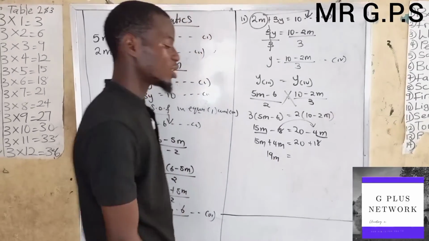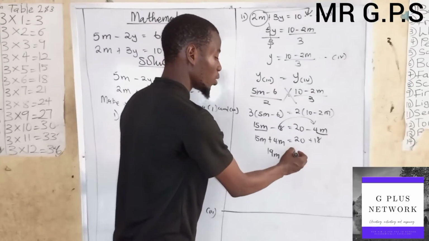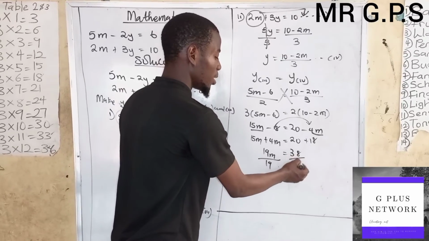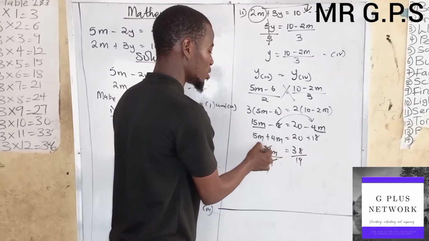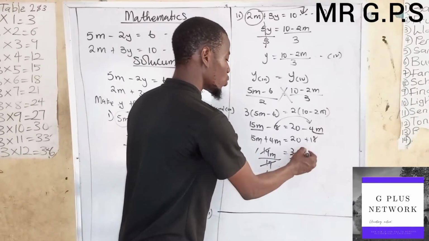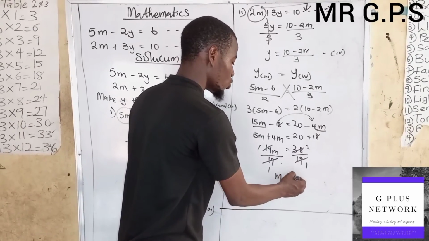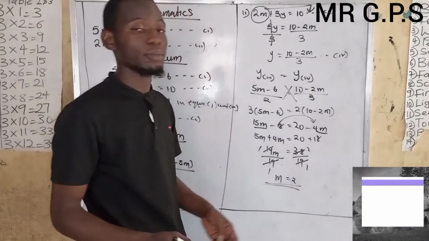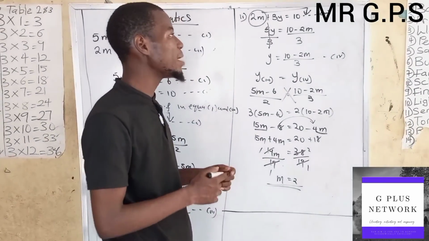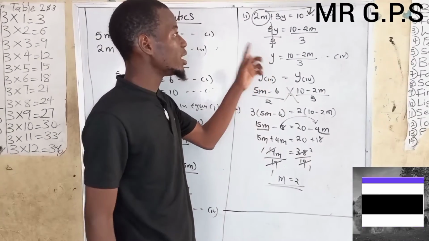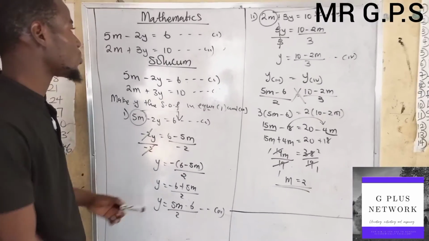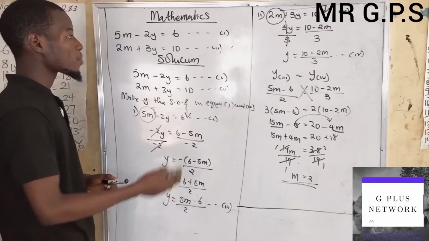Equals, what is 20 plus 18? That will give us 38. Then we divide both sides by 19. 19 here, 1. 19 in 38 will give us 2. Then we have our m equals 2. Now that you have the value of m equals 2, you can get the value of y, because we made y the subject of the formula in both equation 1 and equation 2, and we know what y is. So let's rub off this side to be able to get the value of our y.